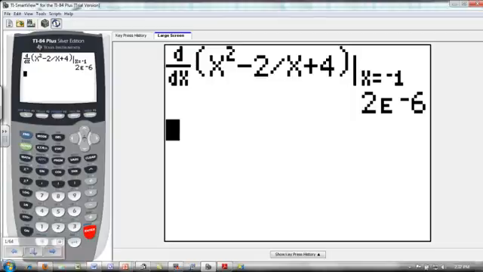What is that number? That is 10 to the negative 6. That's 0.000001. It's really close to 0. It's within the error of being close to 0. So that's essentially 0.